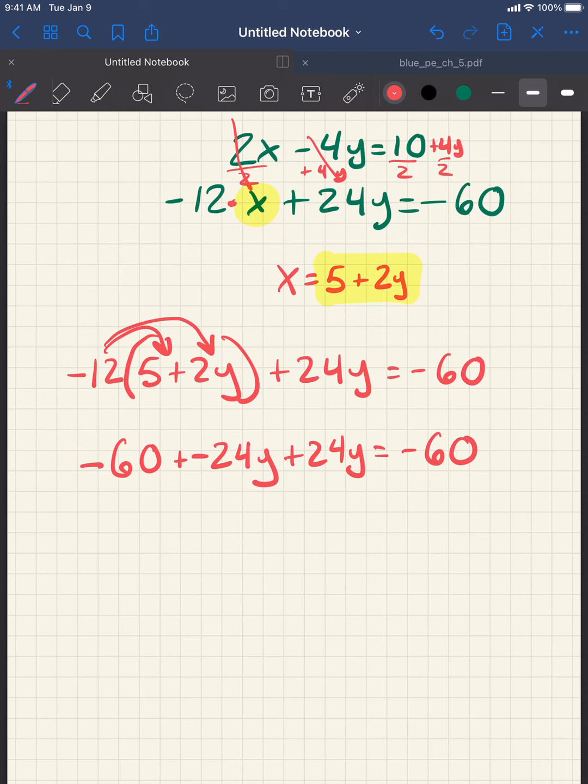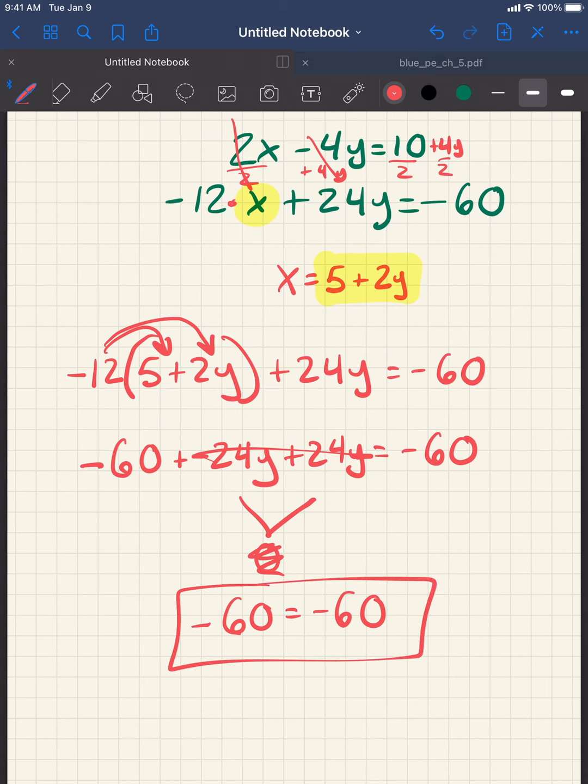If I said get y by itself, the first thing some of you would see is, oh, I see like items, Mrs. Ringler. Negative 24y plus 24y. Oh, well, those cancel out. That's 0, which is nothing. So what I'm left with is negative 60 equals negative 60. Now, is that a true statement? Yeah, well, negative 60 is negative 60. So here's the problem. There's no more variables to solve for, which means there is an infinite amount of solutions.